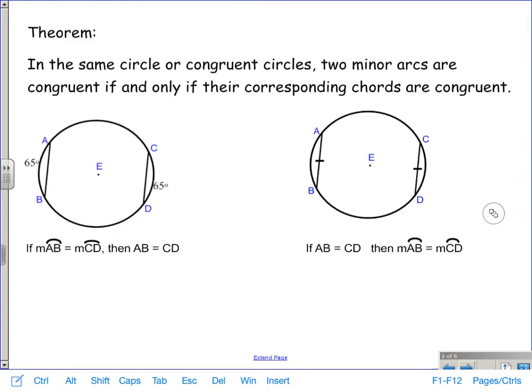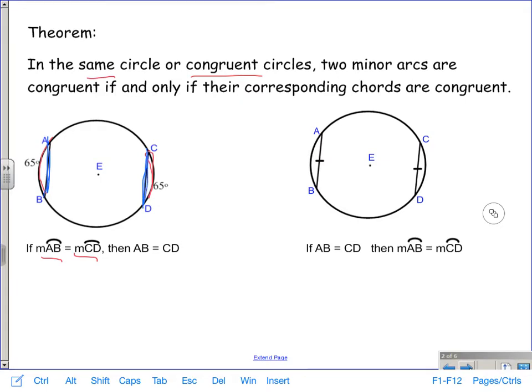So we're going to learn a little bit about properties of circles, and we're going to start with this theorem. In the same or congruent circles, two minor arcs are congruent if and only if their corresponding chords are congruent. So what this means is that if you have two congruent arcs on a circle, AB and CD, and they both have a measure of 65, then the chord AB must be congruent to CD.